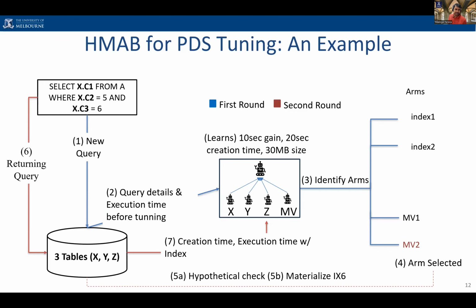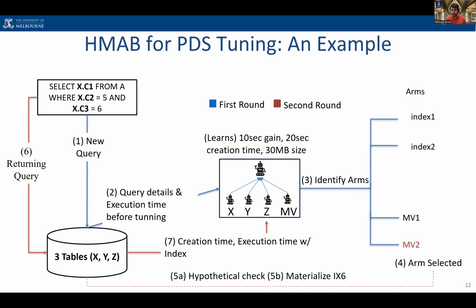In the top left corner, we can see a new query coming in, and the bandit observes that to understand the predicates as well as its payload. And it notices the running time of this query before tuning. Based on the predicates and the payload, the L1 bandit creates arms representing all possible physical design structures using these 3 columns. In this case, we will have arms for the bandit tuning table X as well as the MV bandit. And other table bandits will not have any arms right now.